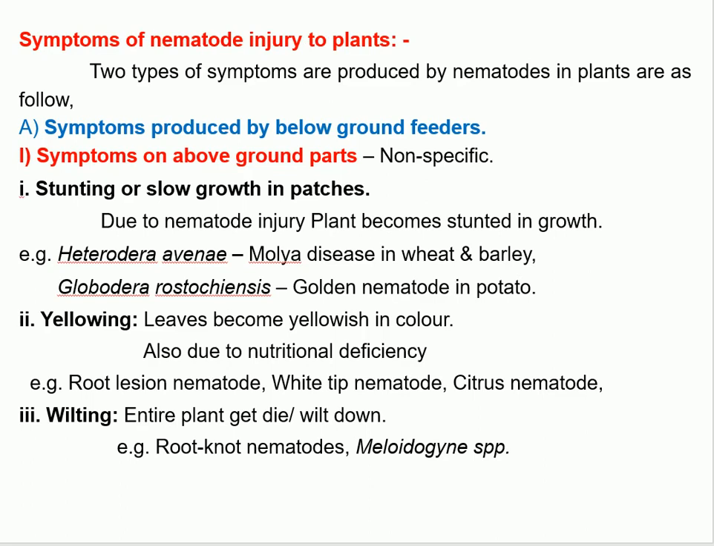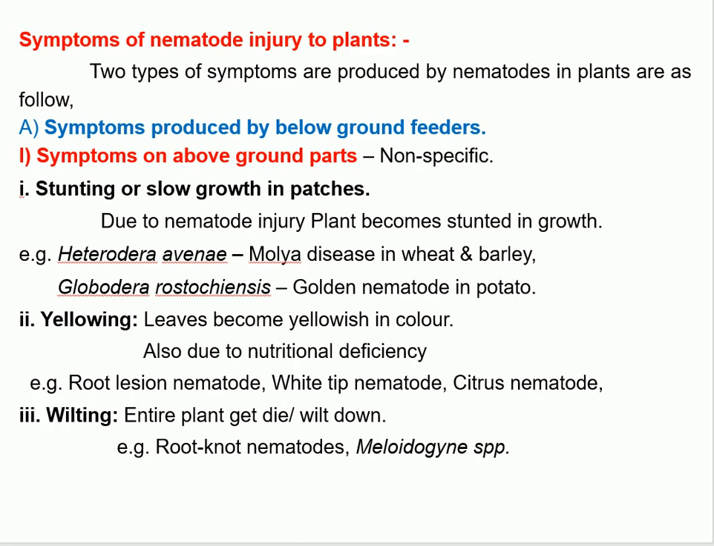Now let us see the symptoms of nematode injury to plants. Two types of symptoms are produced by nematodes in plants, and they are as follows. First one, symptoms produced by below ground feeders, in which the first symptoms appear on above ground parts, and these symptoms are non-specific. Under this category, three different types of symptoms are produced by the nematodes. First one, stunting or slow growth in patches.